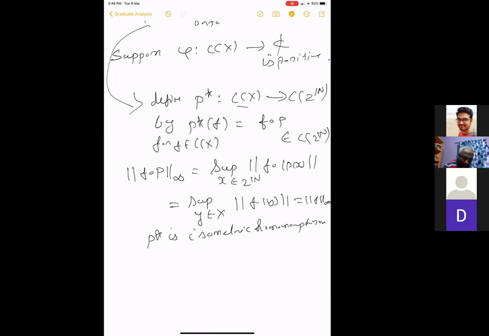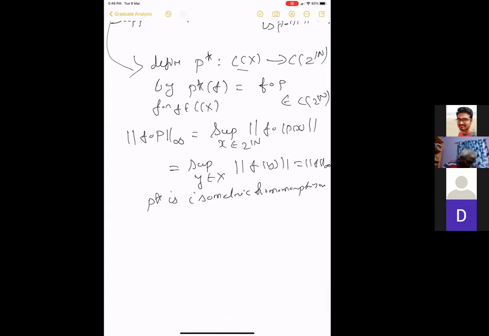It's clearly a homomorphism. Okay. So now we've got a homomorphism, and we want to use that. So what do we want to do? We have an isometric homomorphism, which is 1-1, which is not onto. So what do we have?